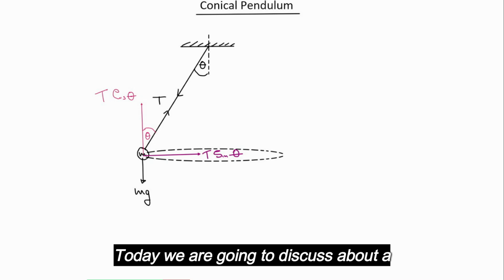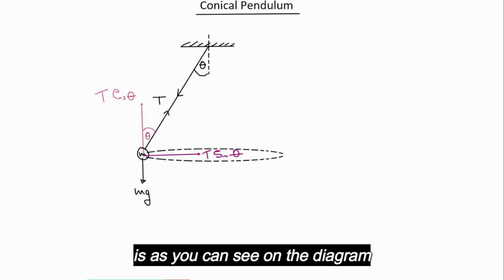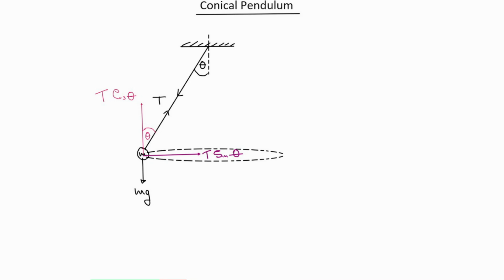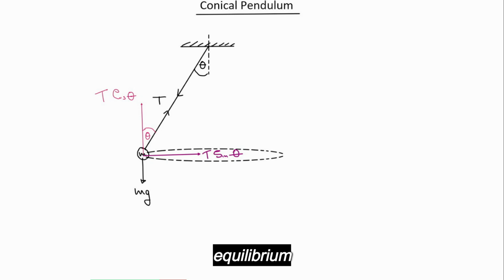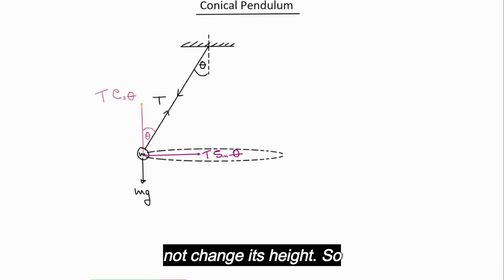Today we are going to discuss a conical pendulum: what a conical pendulum is, as you can see on the diagram, and more importantly, the physics of it and the formula. Now, the conical pendulum is in equilibrium in the vertical direction because it does not change its height.